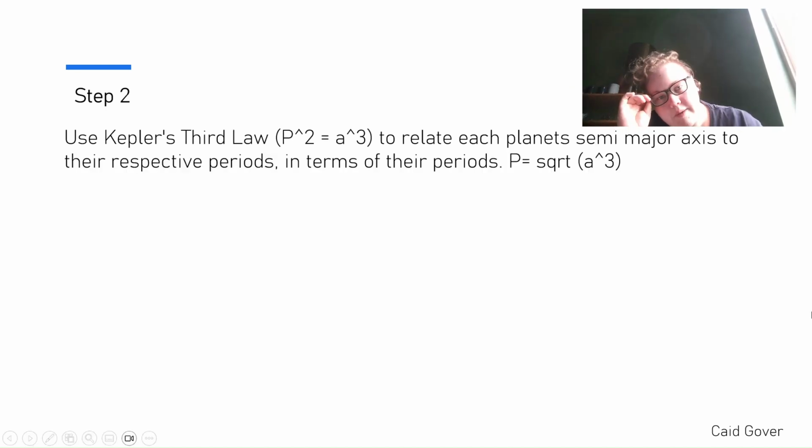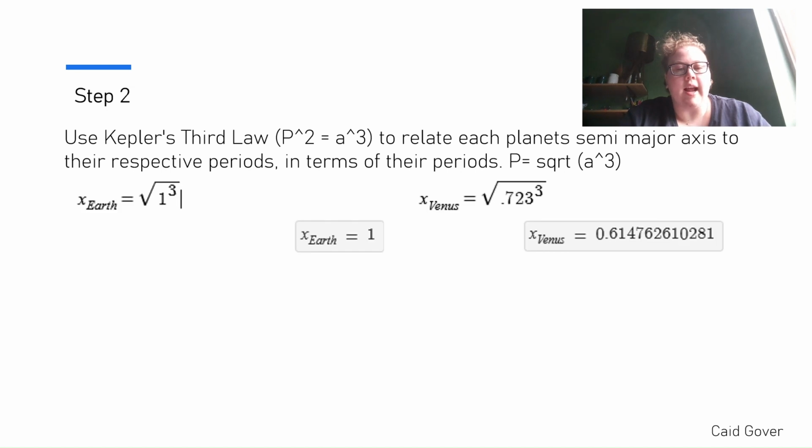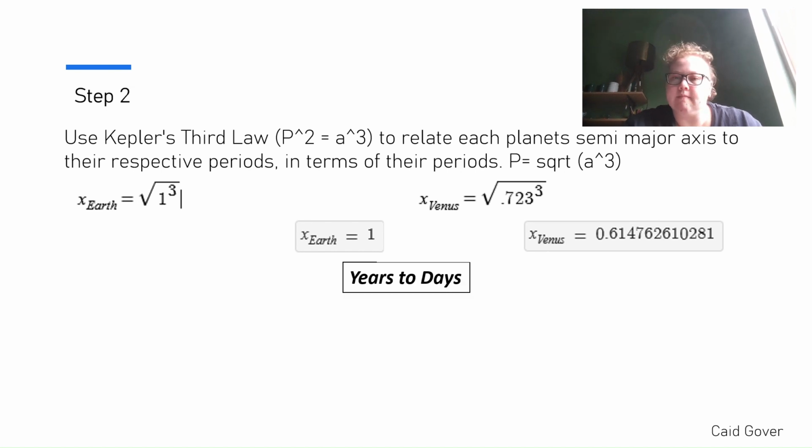Secondly, we're going to use Kepler's third law to relate each planet's semi-major axis to their periods. So as you can see here, I have the math for Earth and Venus, and that output is going to be in years. We want days for this question, so I'm going to multiply each of them by 365 and some change to get the number of days it takes for each planet to make one complete orbit.